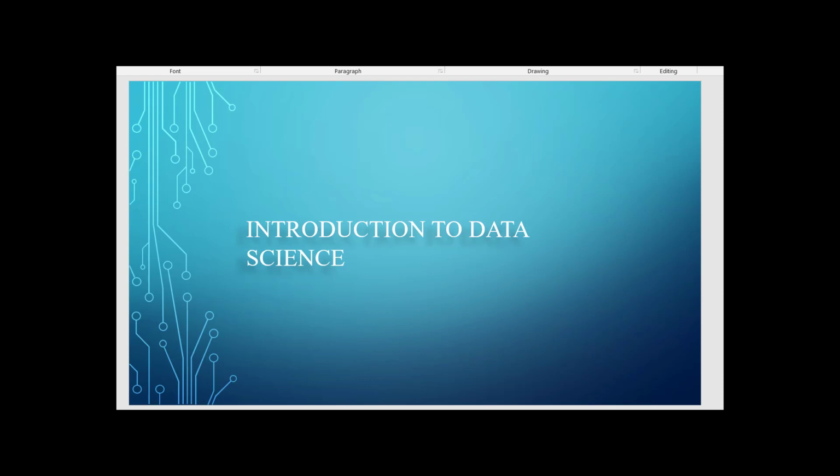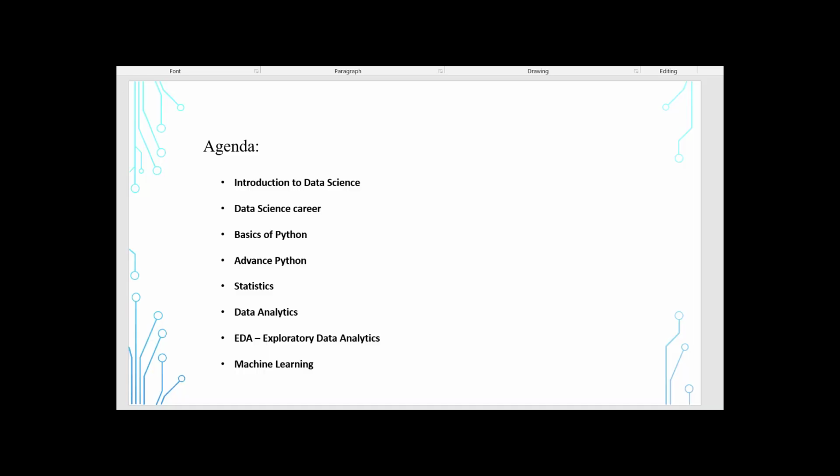So first of all, I'll be starting with an introduction to data science, like what exactly data science is. Next, we'll move to the data science career. If you're choosing your career in data science, we'll understand what the different job profiles are under the data science career path, and how to become a data scientist and machine learning engineer.